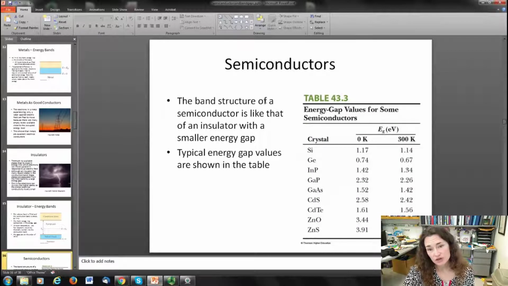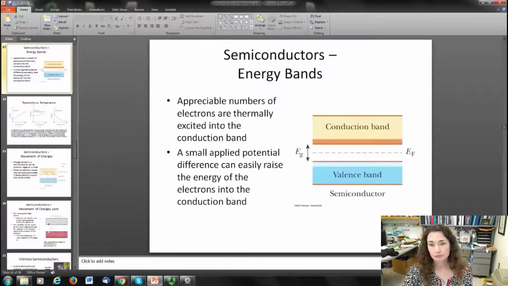Now, the band structure of a semiconductor is similar to that of an insulator, except the energy gap is much smaller than that of an insulator. So for example, for silicon at 300 Kelvin, the energy gap is only 1.14 electron volts. And for germanium, it's even less than that, 0.67. So a reasonable amount of energy can be used to excite these electrons from the valence to the conduction band.